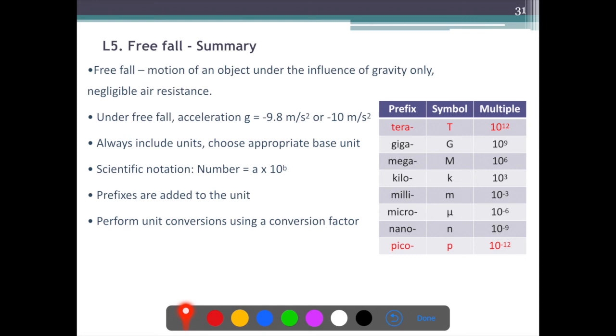And when we're dealing with quantities in physics, we should always include a unit. Sometimes it's useful to work in base units, and so we need to do some unit conversion sometimes. And if we're dealing with very large and very small numbers, it's useful to write the number in scientific notation. Right, so that ends our lecture.